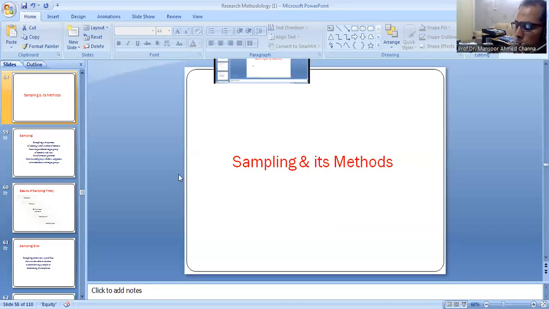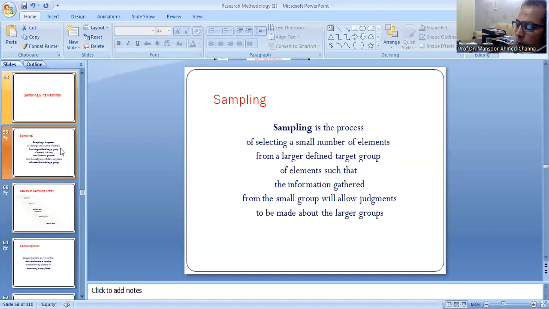Let's start the study of sampling and its methods in research methodology. What is sampling? Sampling is the process of selecting a small number of elements from a larger defined target group of elements such that the information gathered from the small group will allow judgments to be made about the larger groups.